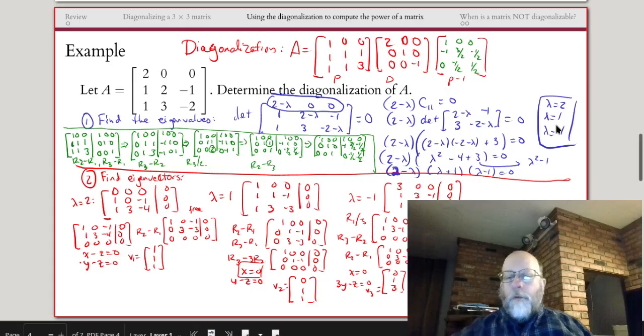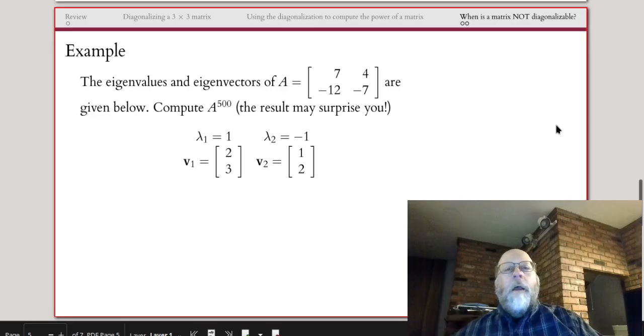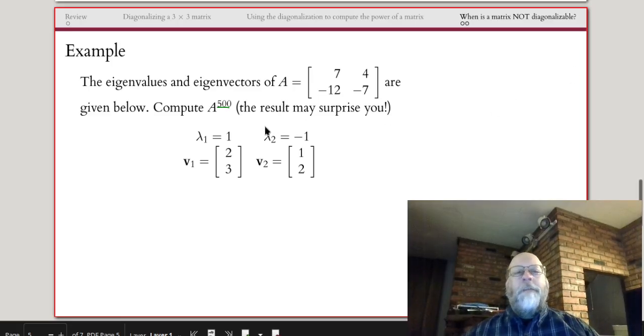All right, let's move on. So we'll look at this matrix A, and we want to compute A to the 500th power. I say the result may surprise you. I hope it does. I've already given you the eigenvalues and the eigenvectors so that we don't have to spend time, and more importantly, we don't have to use screen space to do those calculations.